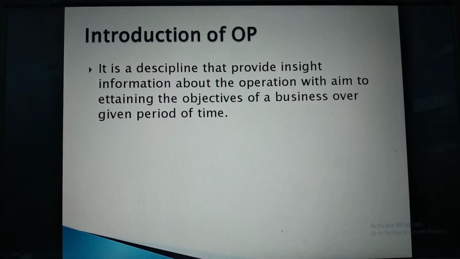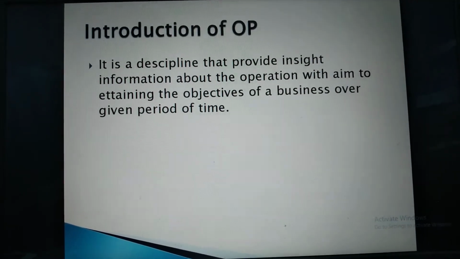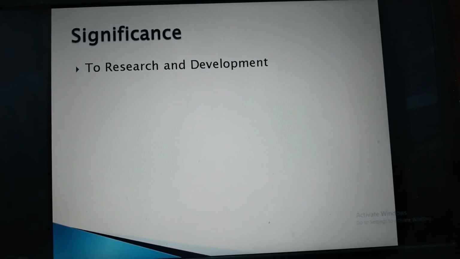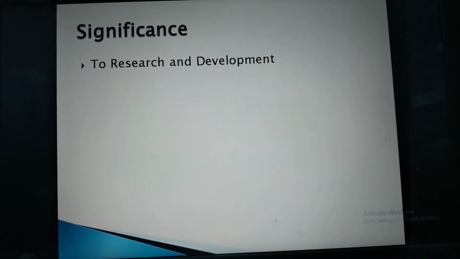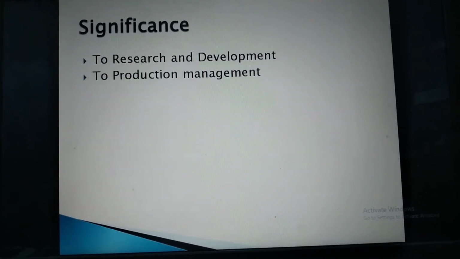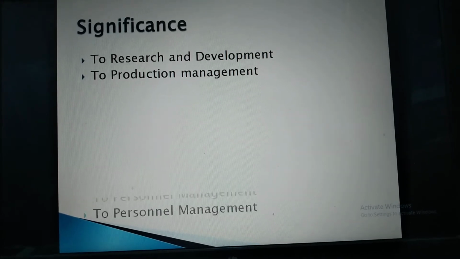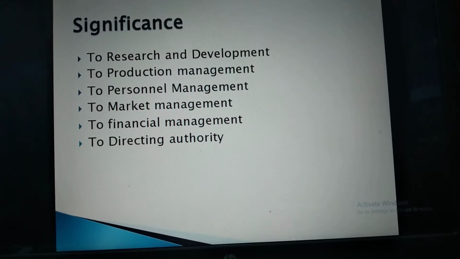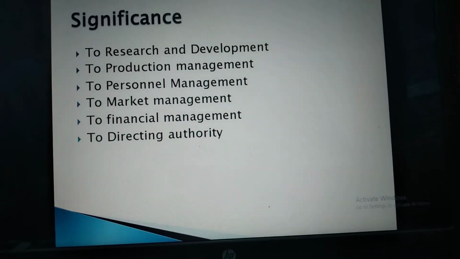Operation research is a discipline that provides inside information about the operation with aim to attain the objective of business over a given period of time. So in operation research, we study the allocation of resources, the assignment of resources, the maximization and the minimization of resources over a given period of time. What is the significance of operation research? 1, to research and development. Another significance is to production management, to personnel management, to marketing management, to financial management, and to directing authority, giving direction as far as decision making is concerned.